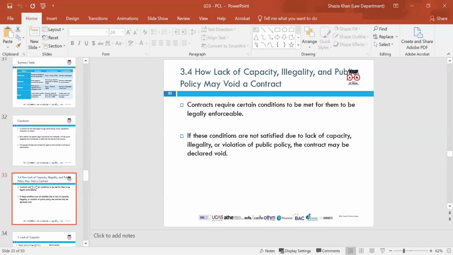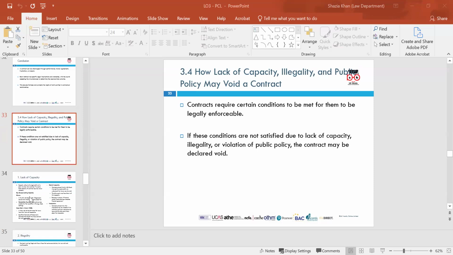How lack of capacity, illegality, and public policy may void a contract. Illegal activity: an agreement to smuggle goods is a void contract because it involves unlawful actions. Lack of capacity: an agreement signed by someone who lacks capacity, and an agreement to sell something non-existent, voids the contract. So it could be illegal activity, lack of capacity, or impossibility to perform the contract.